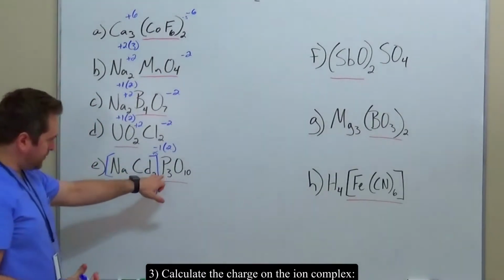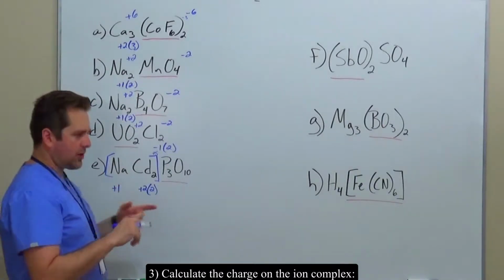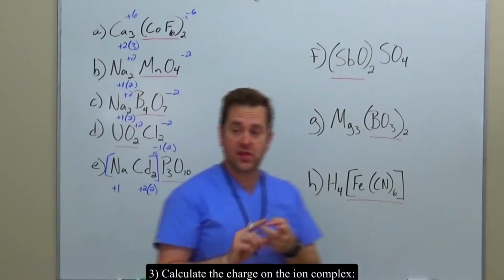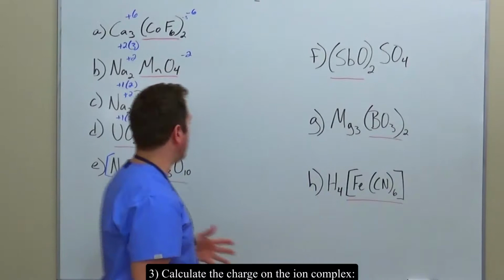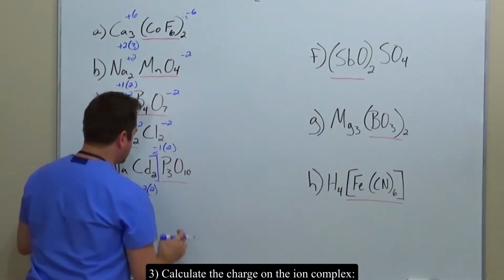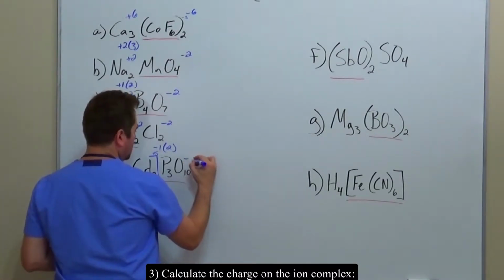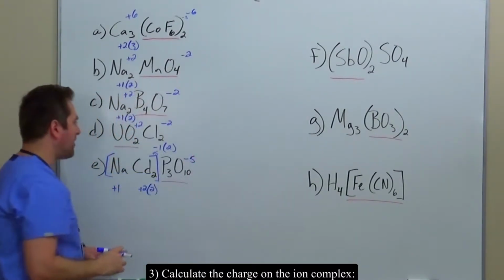So what does that mean? We need to look at our anion complex and ask, are there any parentheses and are there any subscripts that tell us that there are multiple complexes? That's not the case. So this whole complex must have an oxidation number of negative 5.